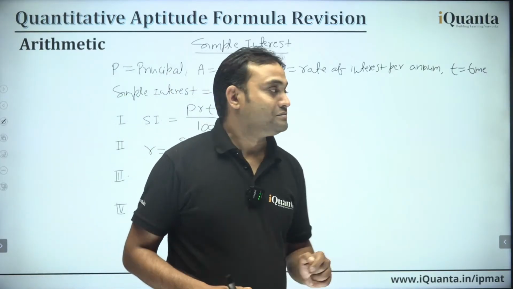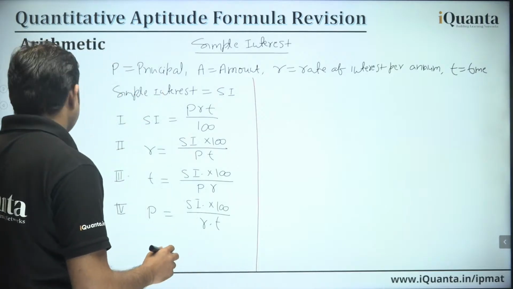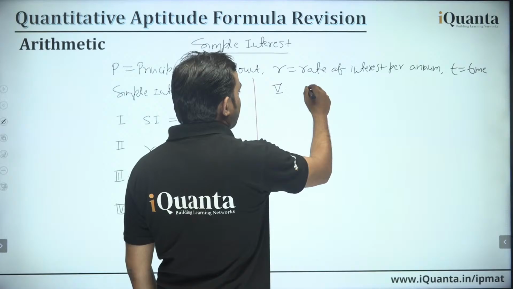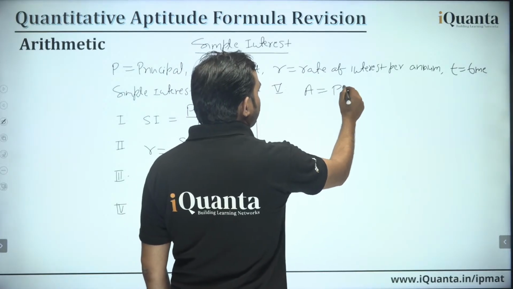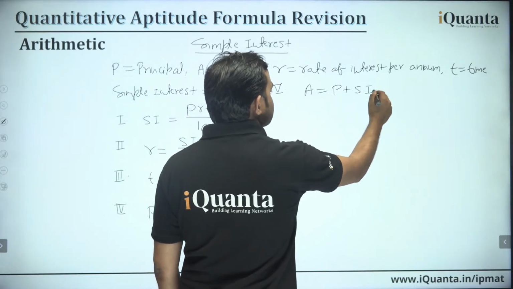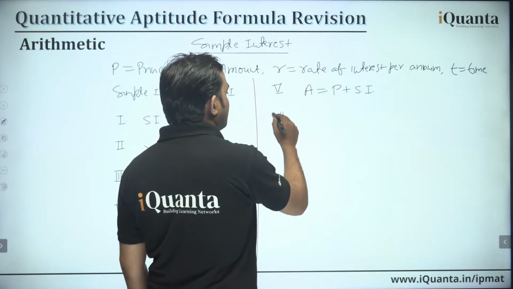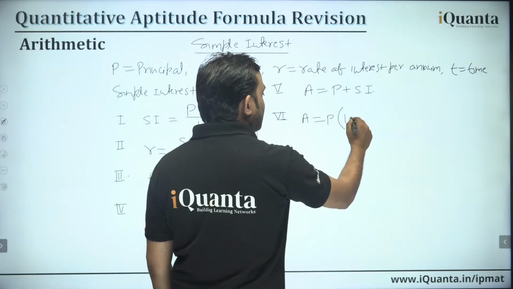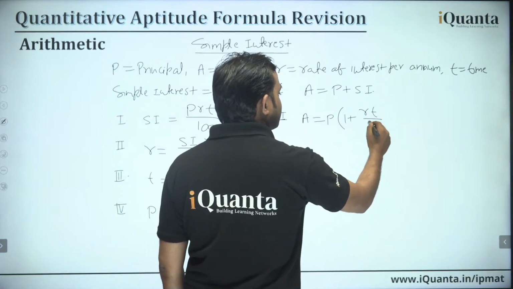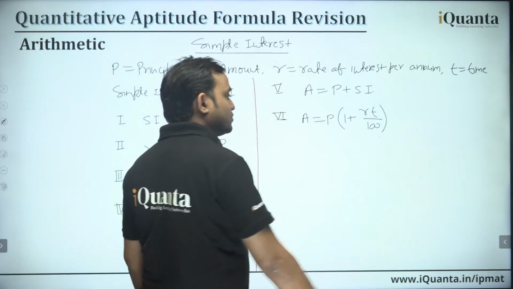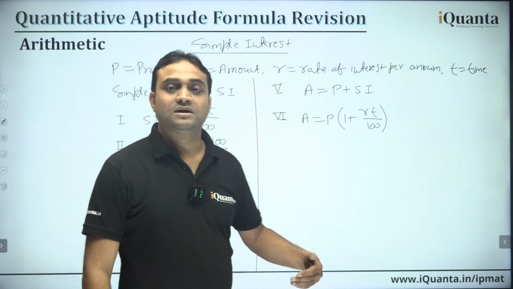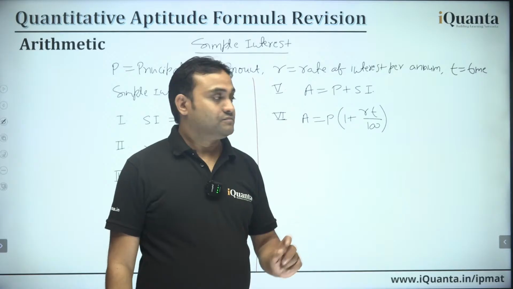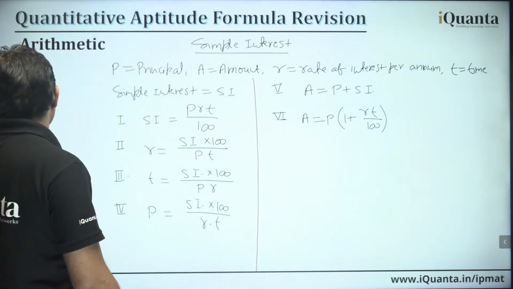Now, we can say amount A will be equal to principal plus SI. Okay, or if you want to write amount in terms of principal, time and rate of interest, then this will be P into 1 plus RT upon 100.